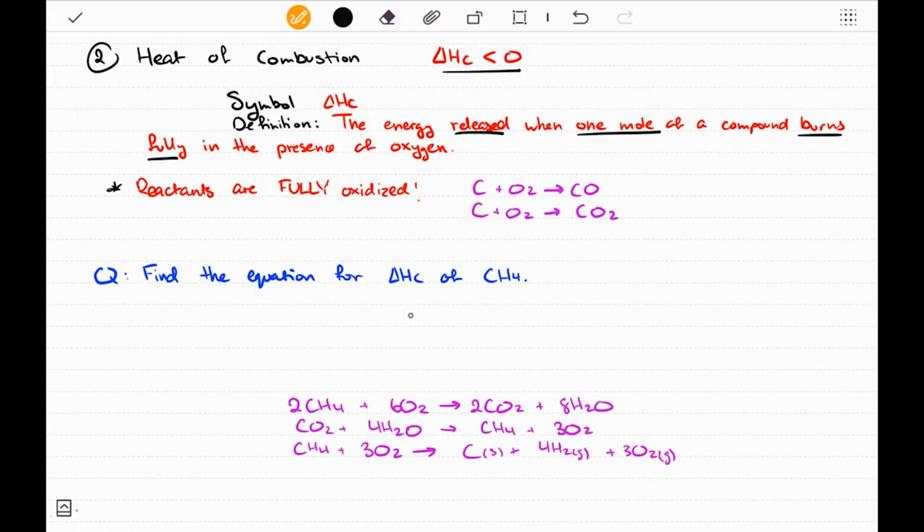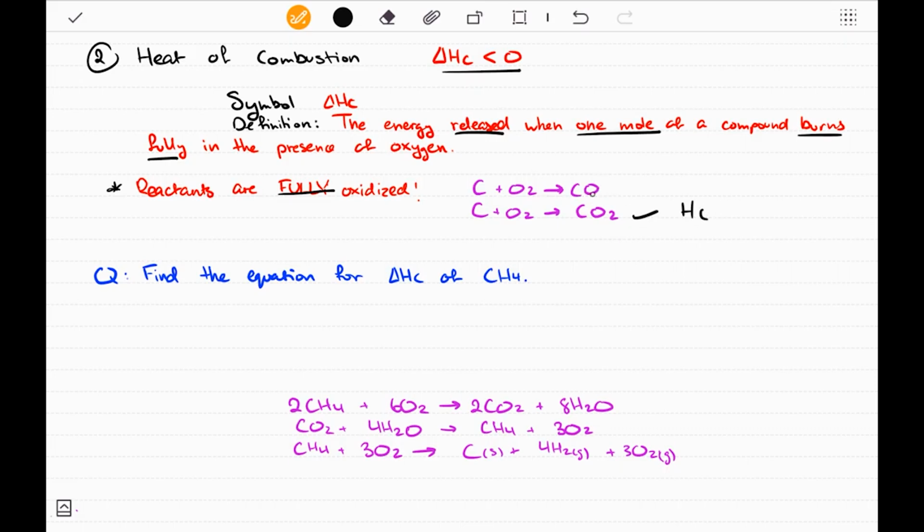The example I gave over here is of carbon. When we look at these two reactions, both of them involve carbon burning in the presence of oxygen, but this one gives us carbon monoxide and this one gives us carbon dioxide. This one is the one that represents heat of combustion, because here the oxidation is not complete.